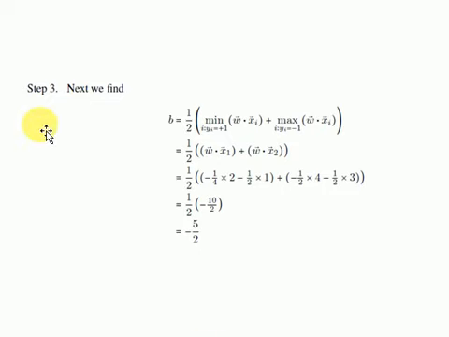Then now we find the value of b using this equation, where we've got to find the minimum value of wxi plus the maximum value of wxi. The minimum of this is computed, here the maximum is taken, and we just add them up and divide by 2 to get minus 5 by 2.